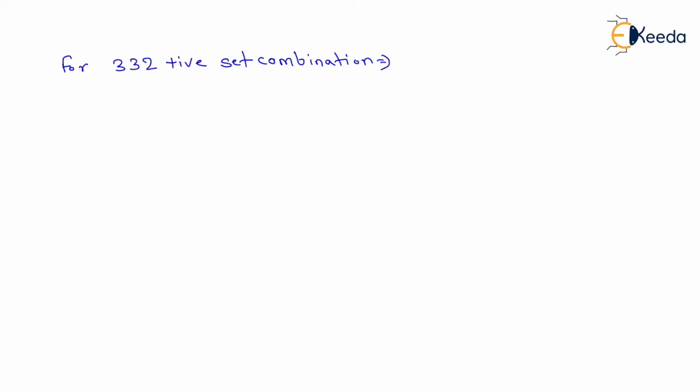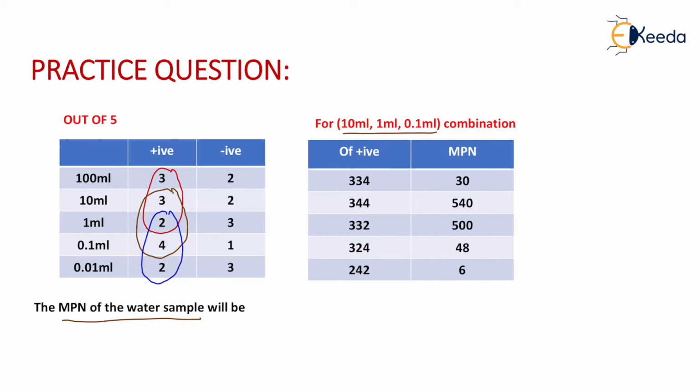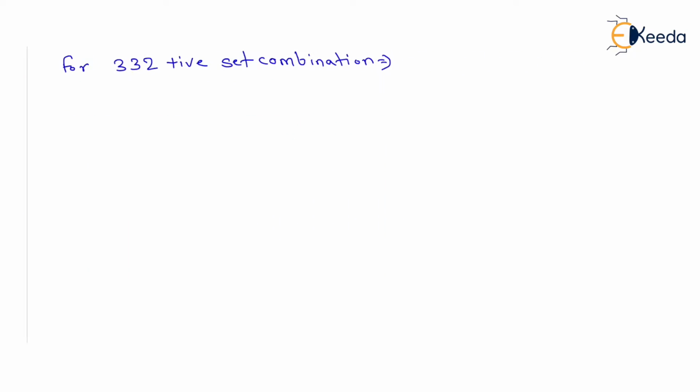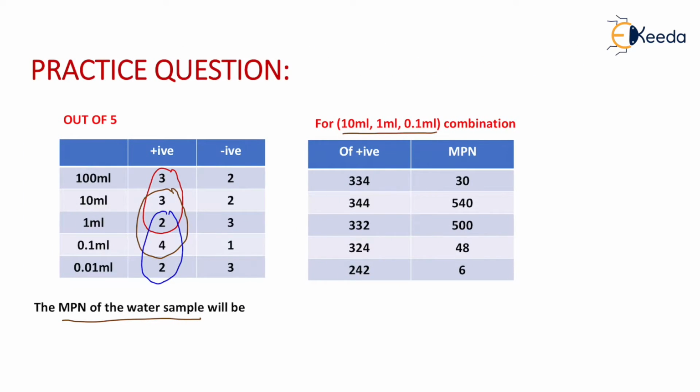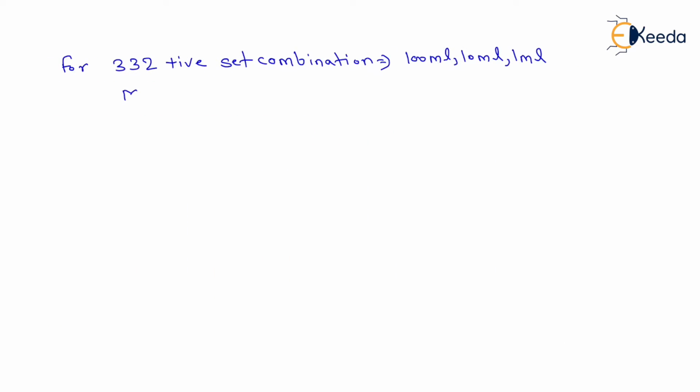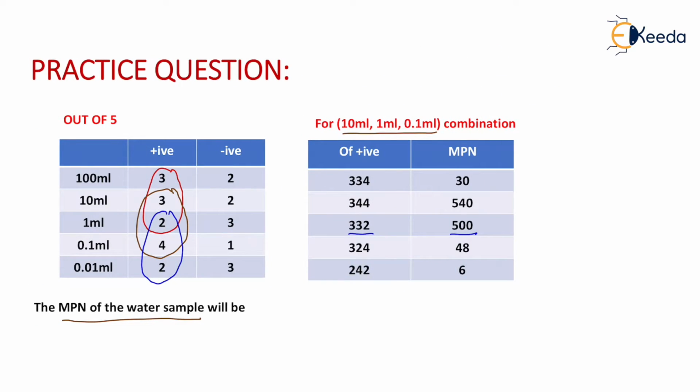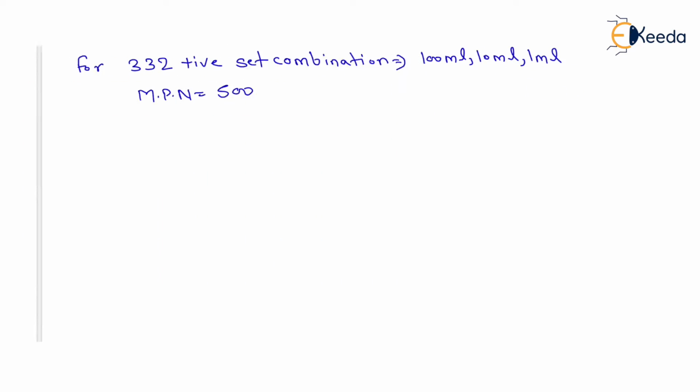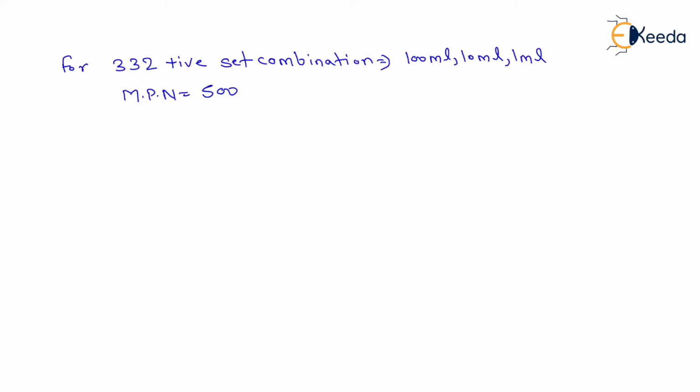The dilution ratio for the 332 positive set is 100 ml, 10 ml and 1 ml. Now we can read the value for this positive set, that is 332, and its MPN value is given as 500. So we write here MPN equals 500. But McCrady had given the MPN value for the 10 ml, 1 ml and 0.1 ml dilution ratio, and we have the 100 ml, 10 ml and 1 ml dilution ratio.